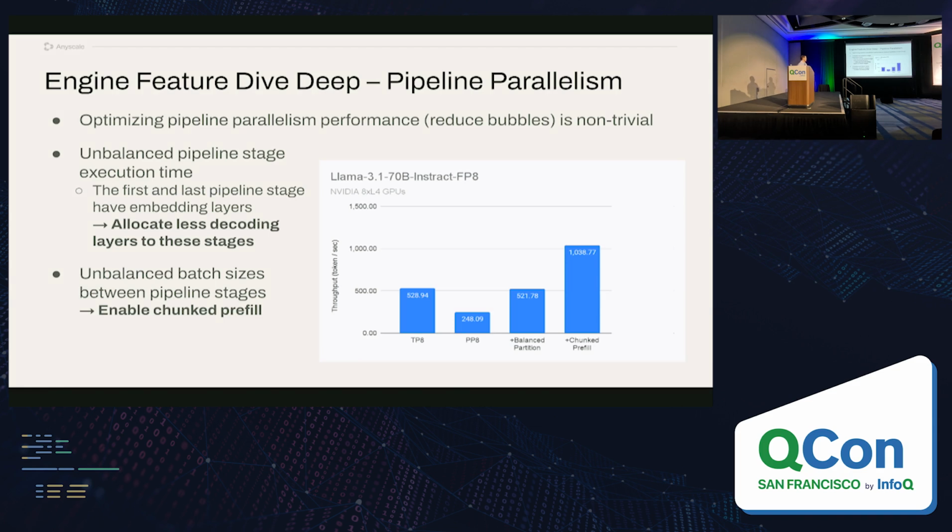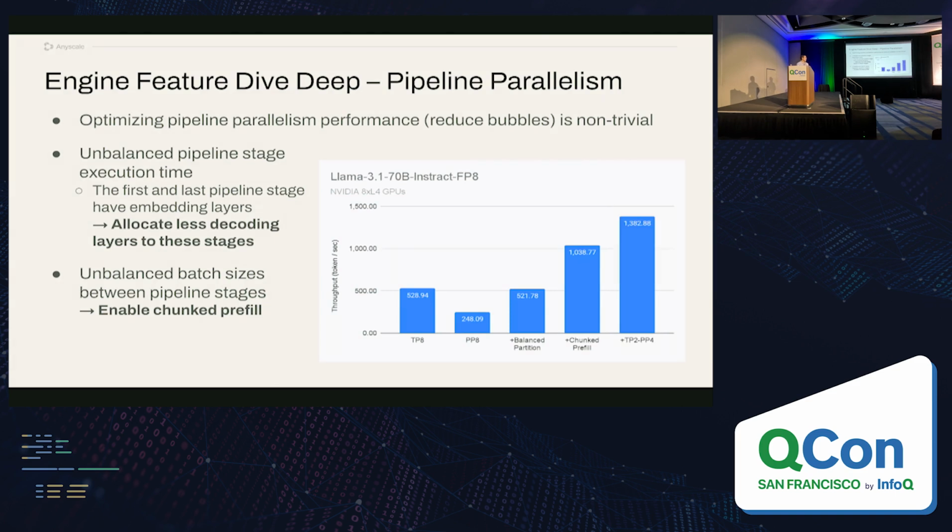So our solution is to enable the chunked prefill I introduced in the beginning of the session. So we can make sure every batch has a similar number of tokens, so the execution time of each batch can be balanced across all the pipeline stages. And you can see the result is pretty amazing. We basically get almost 2x throughput improvement by simply enabling the chunked prefill. But this is not the end.